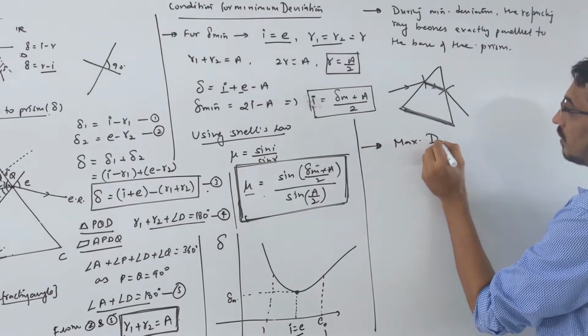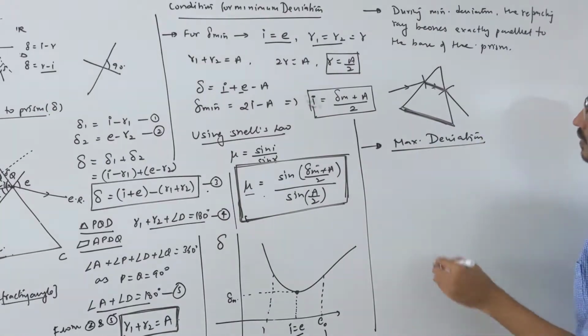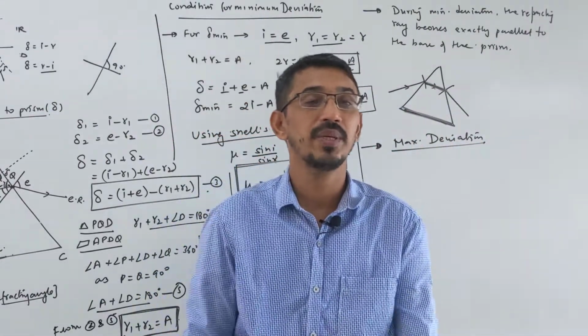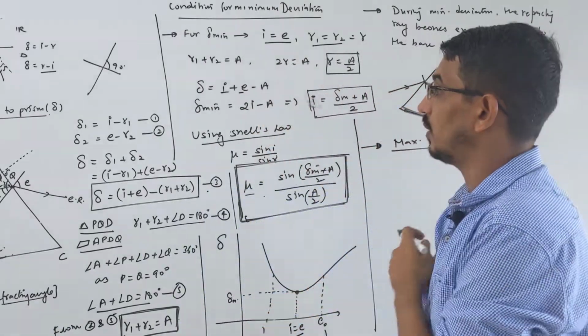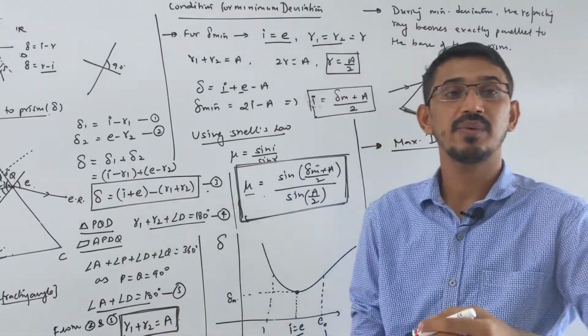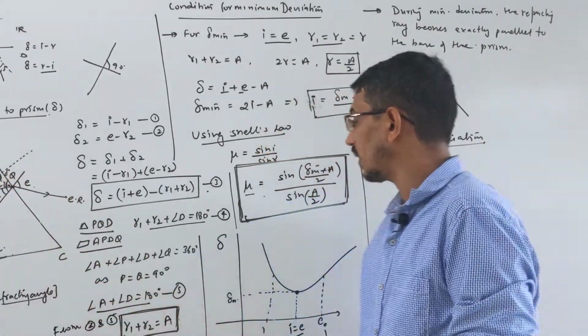Maximum deviation, right now you want to get deviation maximum, correct? Actually listen, maximum deviation happens when the angle of emergence is maximum. And maximum angle of emergence happens when this ray is parallel to what? This prism. Okay, let me draw it here.